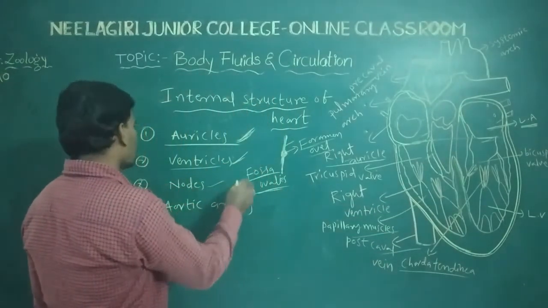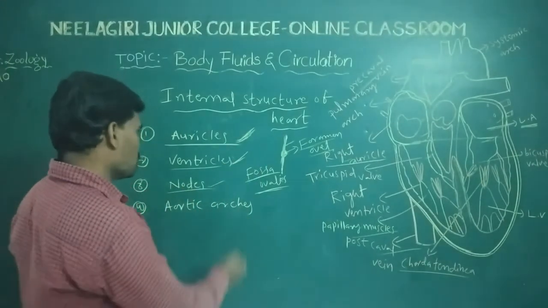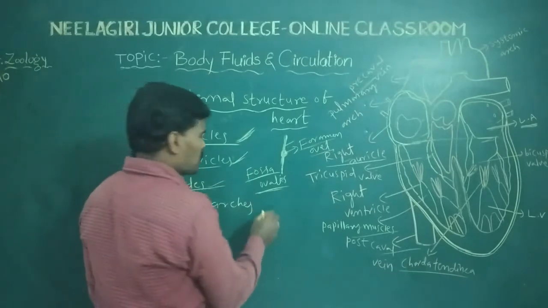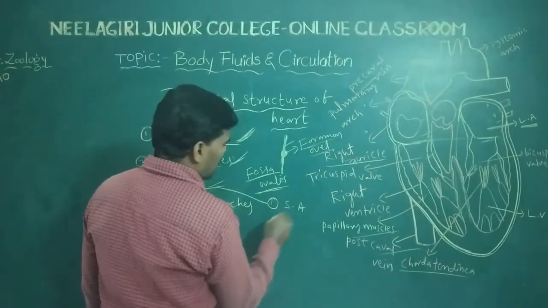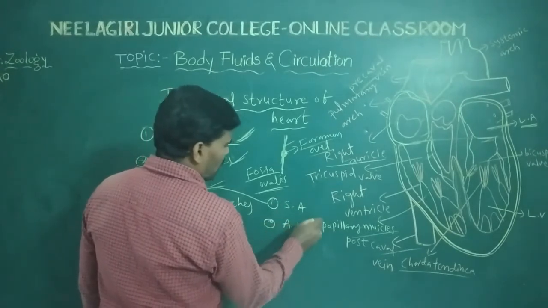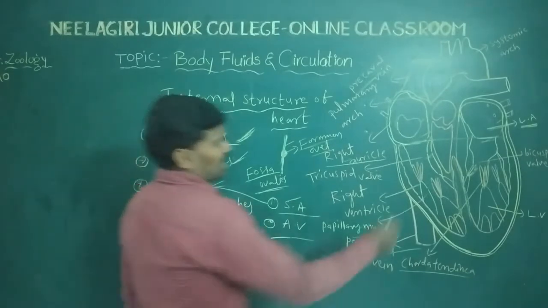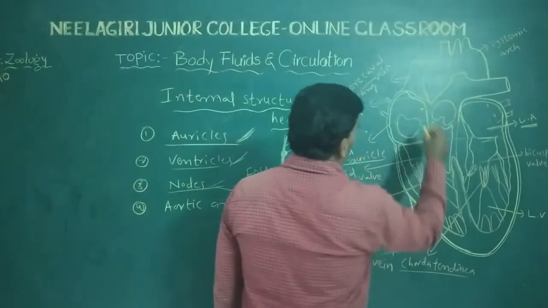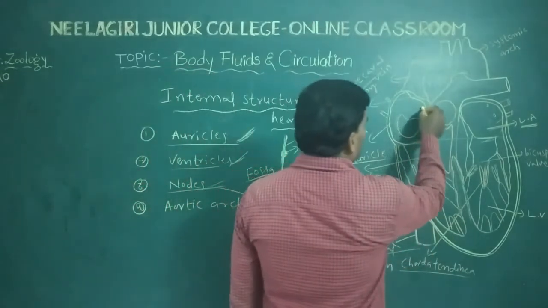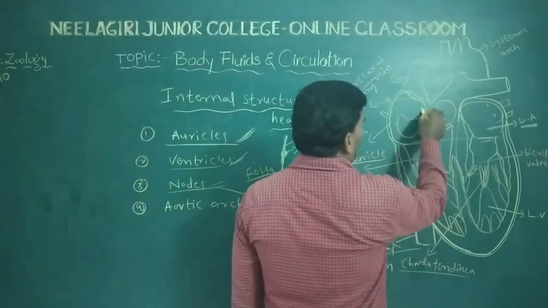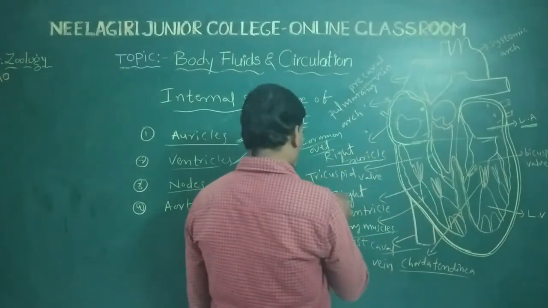Next, coming to the third point, nodes. The muscular nodes, the nodes of the tissues. There are two types of nodes. The first one is the SA node, the second one is the AV node. SA node means sino-auricular node. The sino-auricular node is only in the right auricle, in the anterior part of the right auricle. Only one type of muscular node is called the SA node.